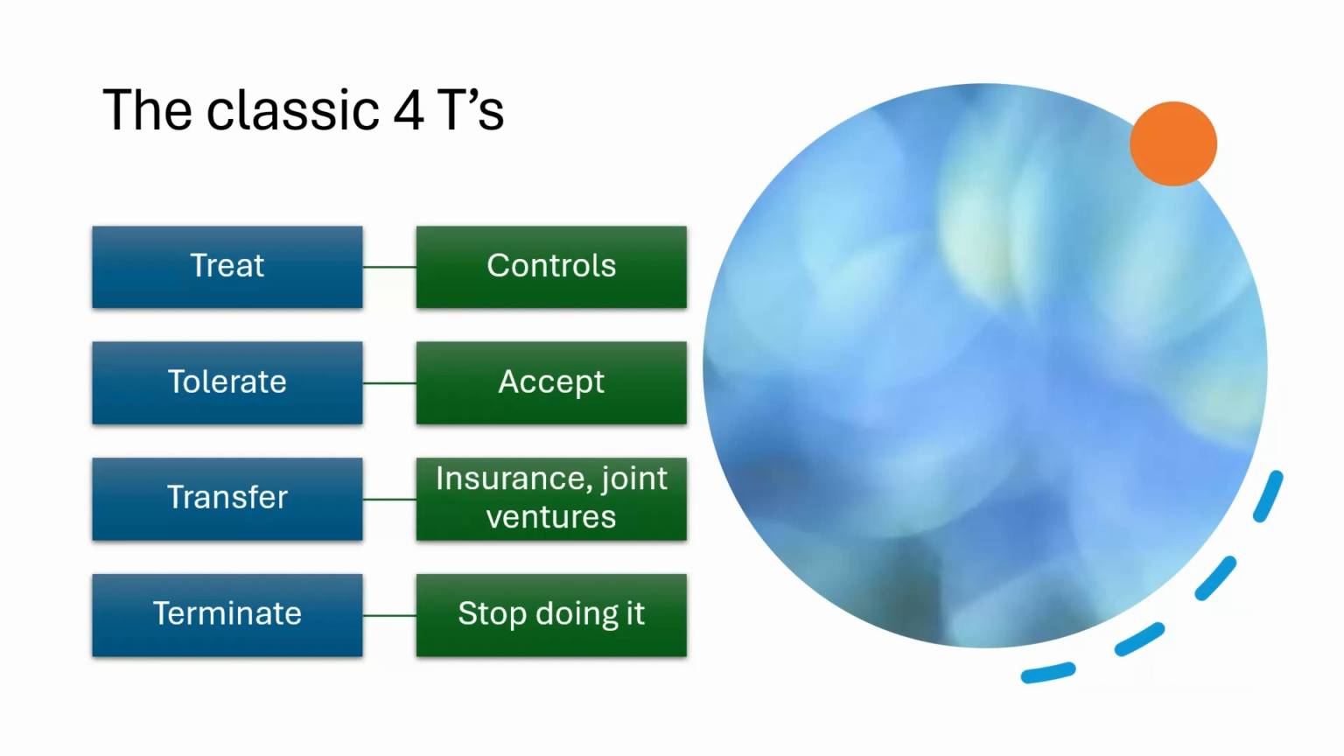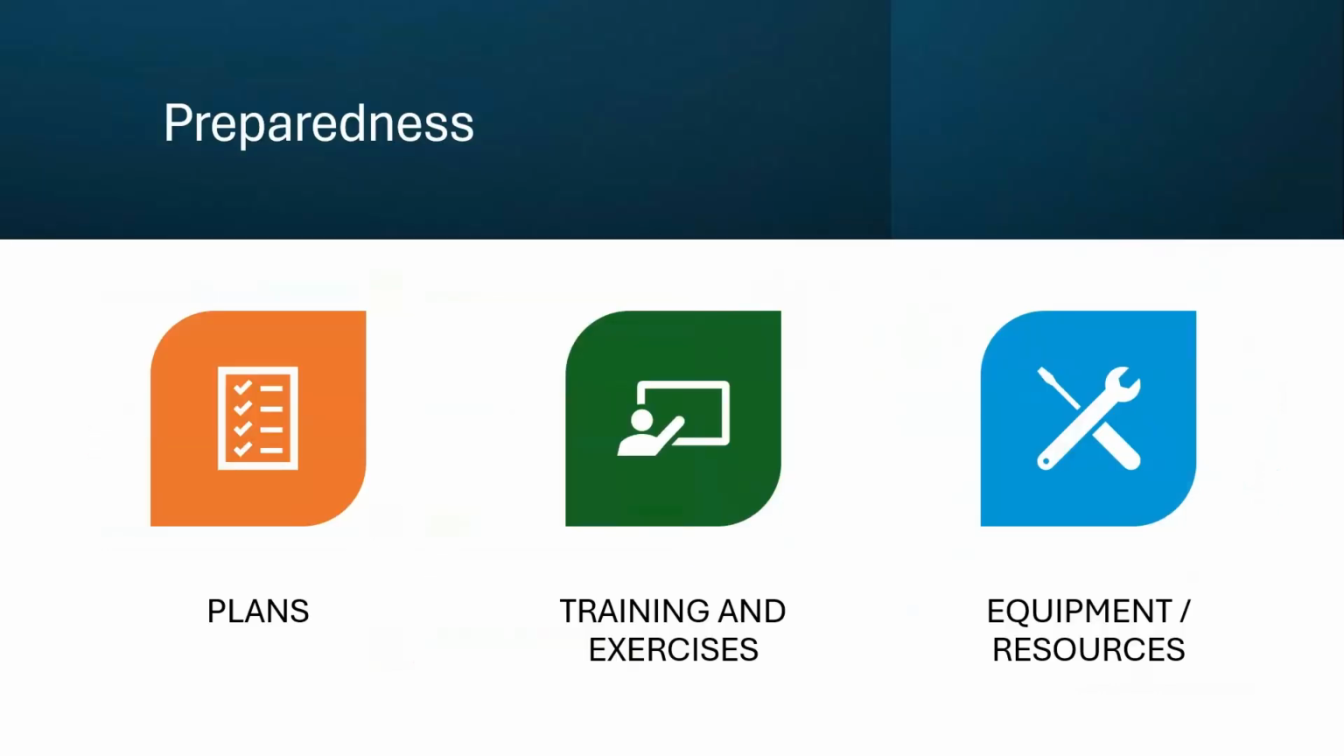You can't treat it, too expensive to treat it. You don't want to tolerate that risk. You can't accept it. You can't transfer it. You can't get insurance. Nobody will partner with you. Then you're going to have to stop doing it.